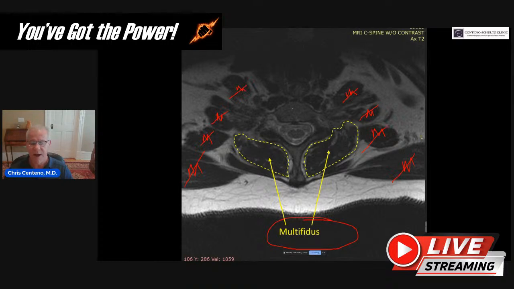So this is where the disc would live up here. This is the spinal cord. This is the back of the vertebra called the spinous process. This is called the lamina. And right up against that is where this multifidus lives. So that's what you're going to want to look for. And you see it here mostly dark.